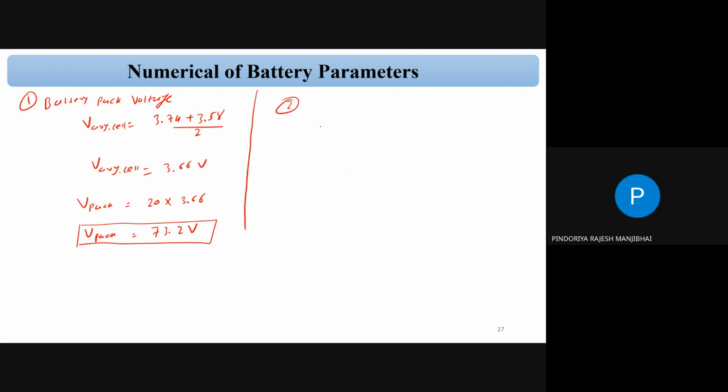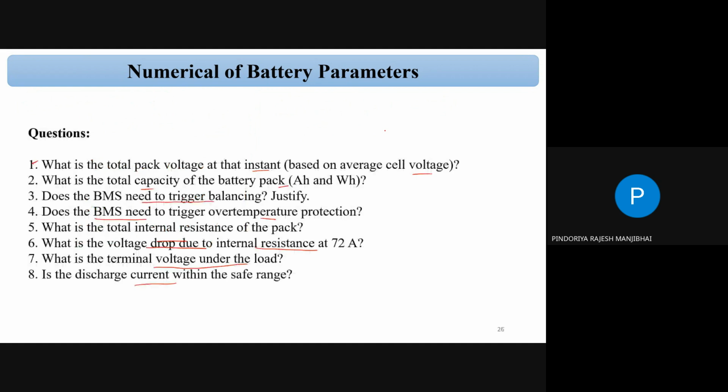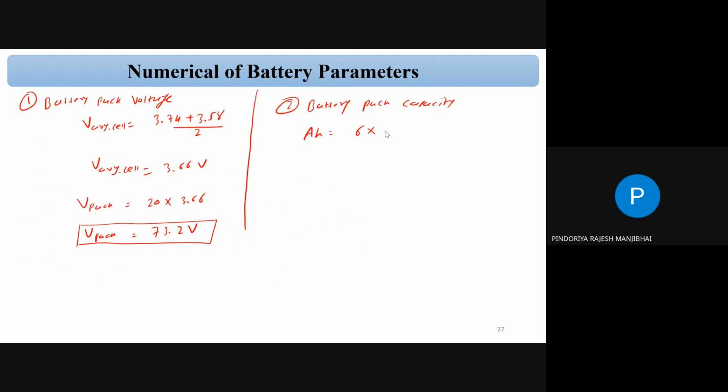And the second one, we have to see the battery pack capacity. So battery pack capacity is in ampere hours. So ampere hours is equal to 6, because 6 are connected in parallel, into cell capacity, which is 2.5. So ampere hours is equal to 15 ampere hours.